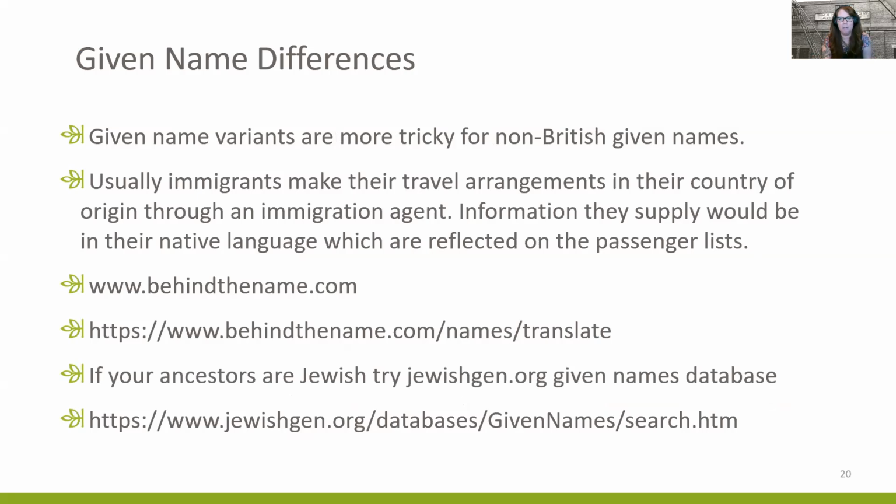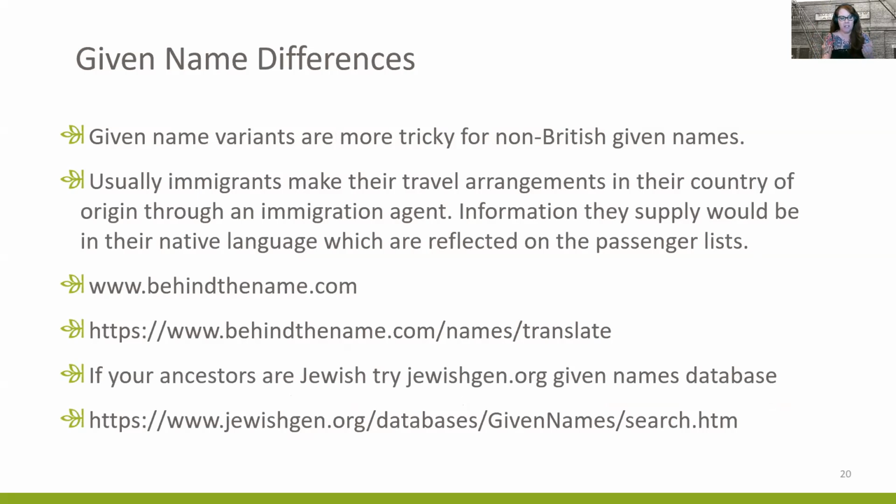Given name variants are a little bit more tricky for non-British given names. So the process for immigration usually is that the immigrant would make their travel arrangements in their country of origin through an immigration agent. And so the information that they supply would be in their native language, which is reflected on the passenger list. So the whole idea that immigration changed surnames is not true.